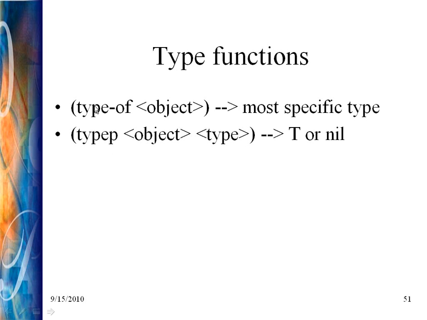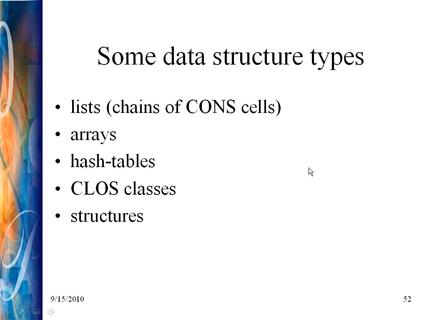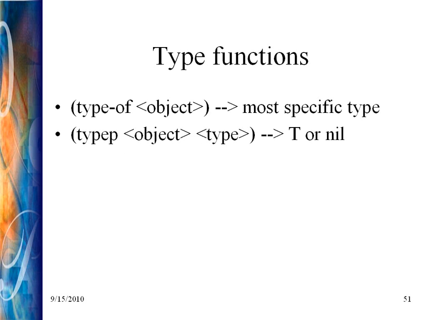You can use the function typeof applied to any object, and it will tell you what type it is. And you can use the function typep, whose arguments are an object and a type, and it will tell you whether the object is of that type or not.